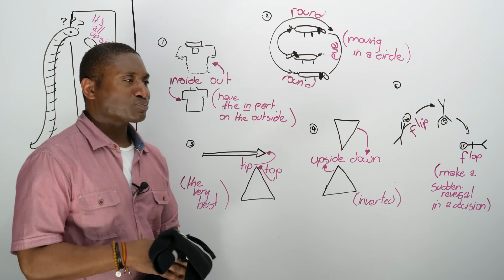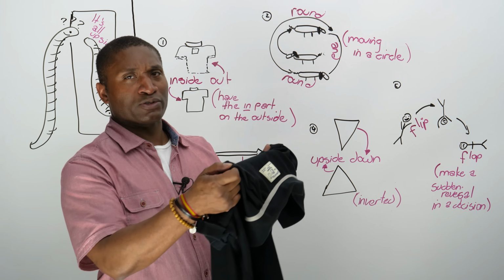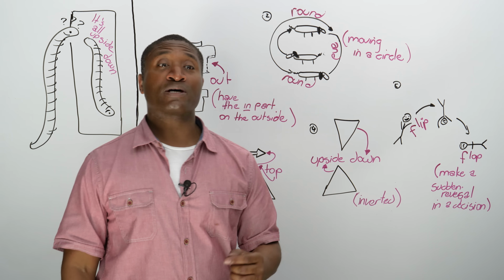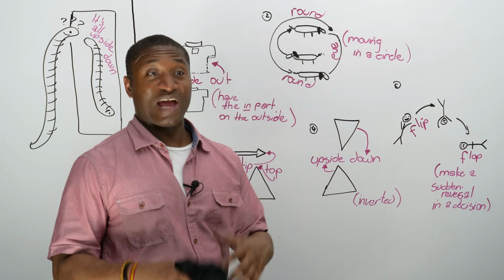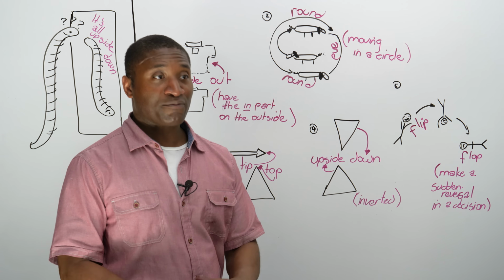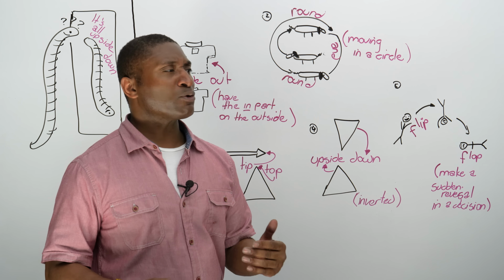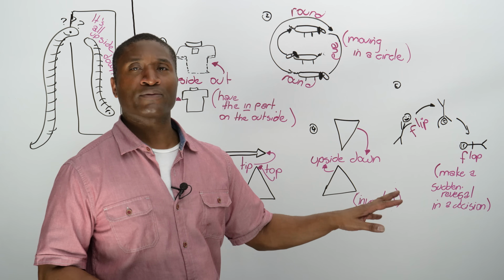Funny enough, this is usually when people wear their clothes incorrectly. But we have another way of using it. When you say, I know something inside out, it means I know everything about it, because I know every small part from the inner part, the smallest part, to the bigger part. So I say, I know this book inside out. I know everything about this book.